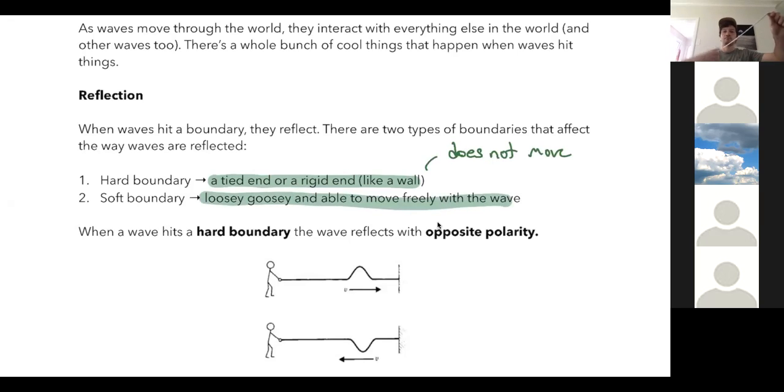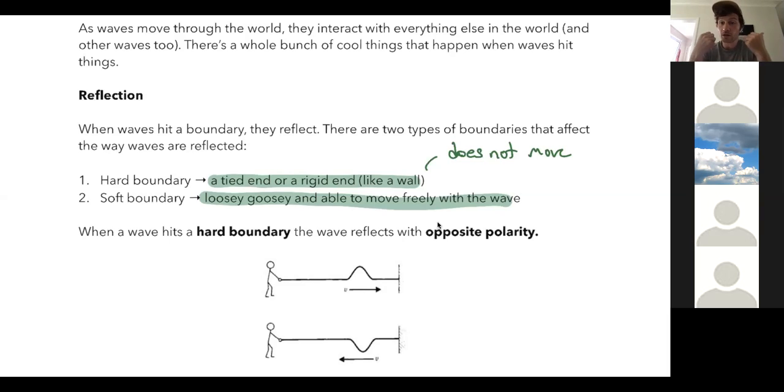For example, wrap my hand around this side, send a wave through. My hand is acting as a hard boundary because my hand is not moving. This string is tied over here, and I've just got a wave going in and out. That's a hard boundary. If I just let this end hang loose and I send a wave through, okay, this is kind of a terrible example, but this end is loose now, loosey-goosey. This is a soft boundary, and that affects what happens, the reflection and transmission.